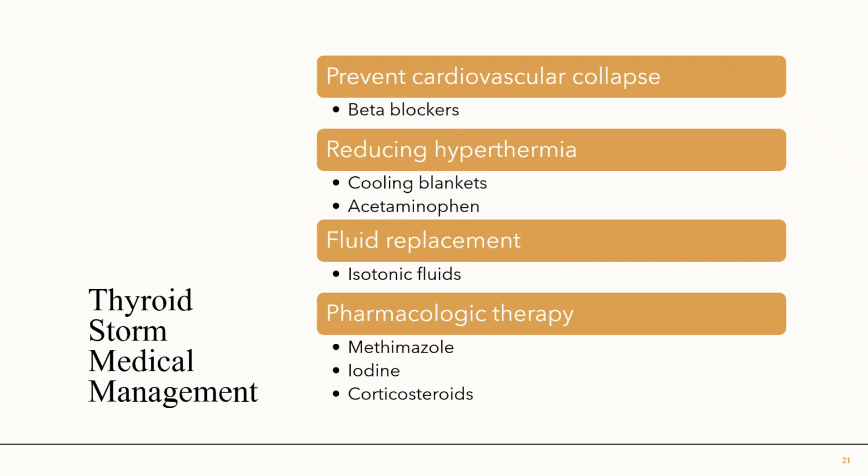Beta blockers are used to reduce tissue sensitivity to catecholamines. Antithyroid medications are administered to block new thyroid hormone synthesis and in some cases inhibit peripheral conversion of thyroxine to triiodothyronine.